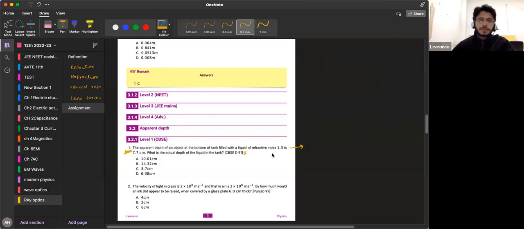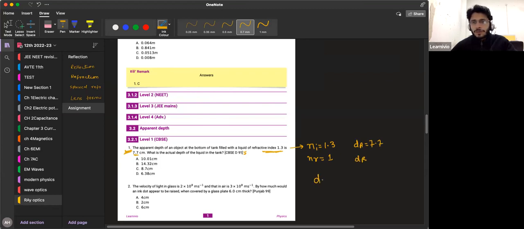Yes, Adil, it's correct. See, just take the values of the incident and refracted medium. Incident medium is the medium in which you have your object. Your object is placed in a medium of refractive index 1.3. So you can write n_i as 1.3. Then n_r, the refracted medium, is air. If nothing is given, that means your observer is in air. n_r is 1. The apparent depth is 7.7. You need the real depth.